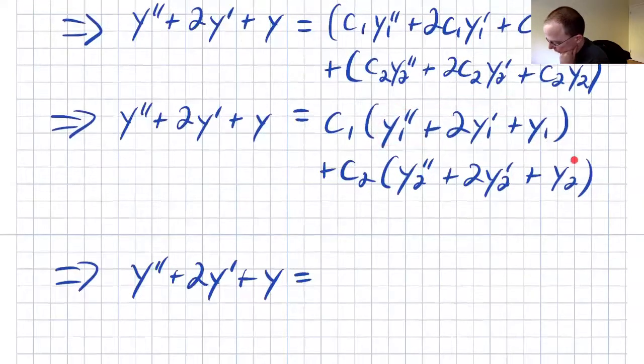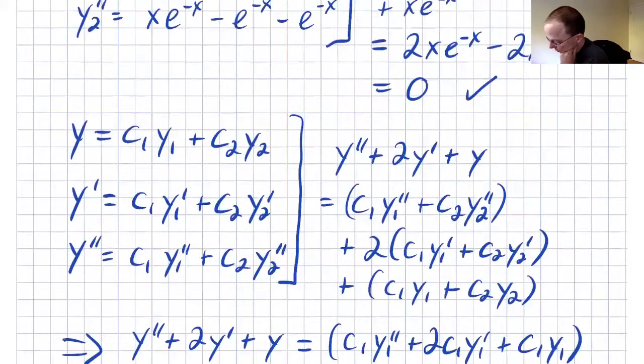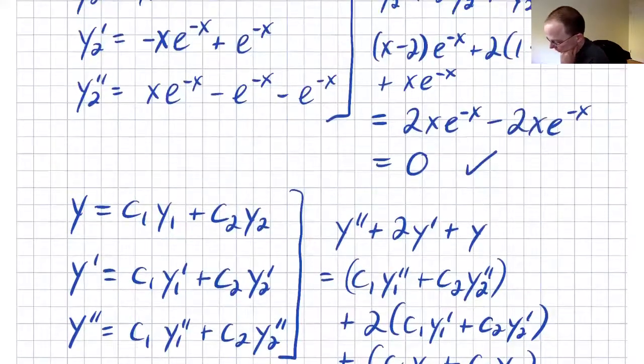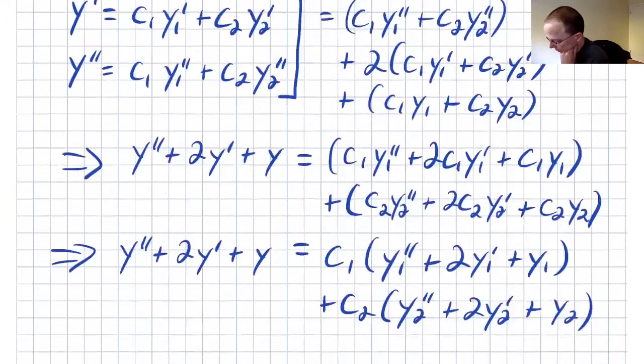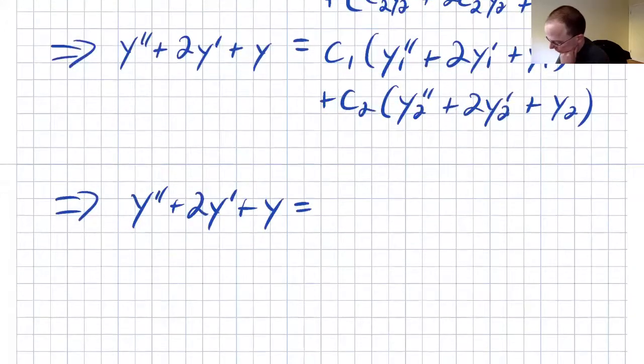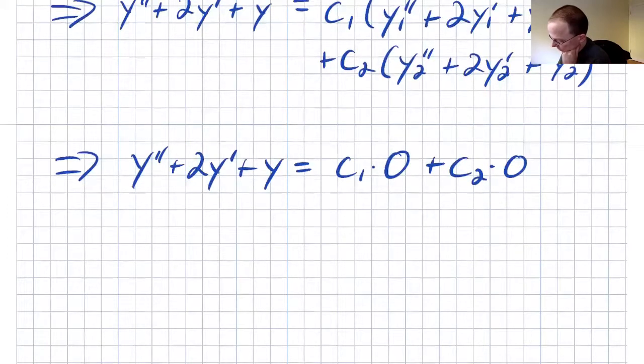And what about this one? That one we also showed is equal to 0. That is right here. So that is equal to 0. So we can substitute 0 in for those. So we get C1 times 0 plus C2 times 0, and that is equal to 0. So we showed what we wanted to show.